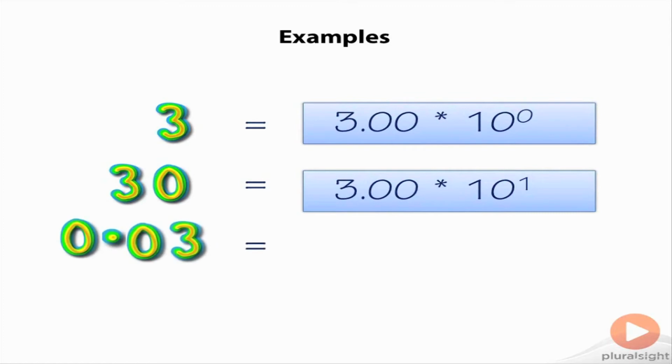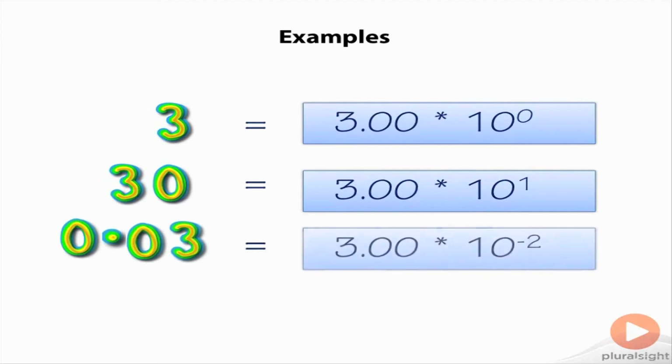Now let's try out a fraction, 0.03. Well, you can probably see that's 3/100ths, or 3 divided by 100. Now remember, when we looked at powers in the types of data module, we said that in general 1 divided by 10 to the n is 10 to the minus n. So 1/100th is 10 to the minus 2. And the answer we want is 3 times 10 to the minus 2.